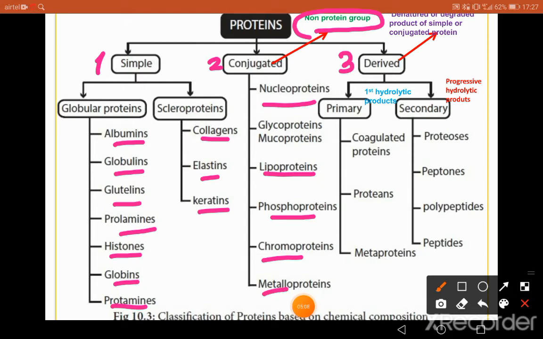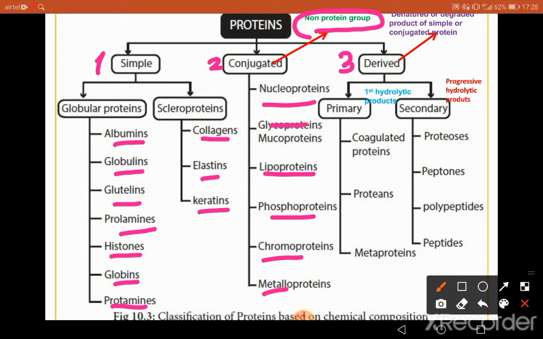Here we have glycoprotein. We have a nucleic acid moiety associated with the protein, a carbohydrate moiety associated with the protein, lipid associated with the protein, a phosphate group associated with the protein, and a metal group associated with the protein. All these come under the conjugated proteins.